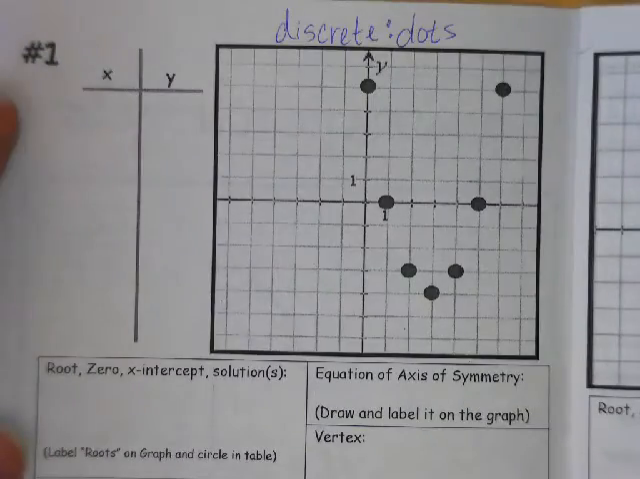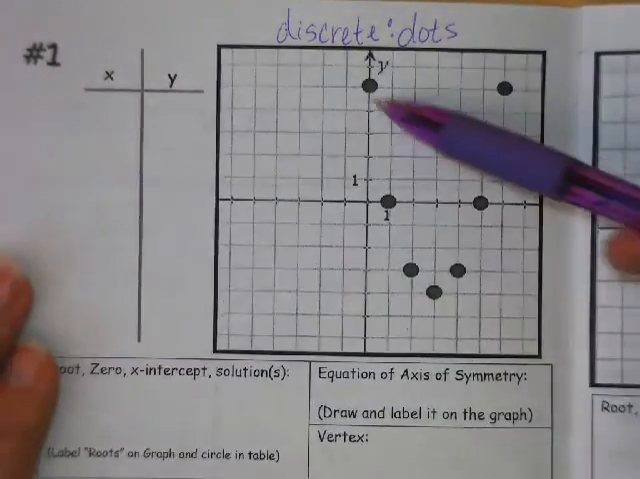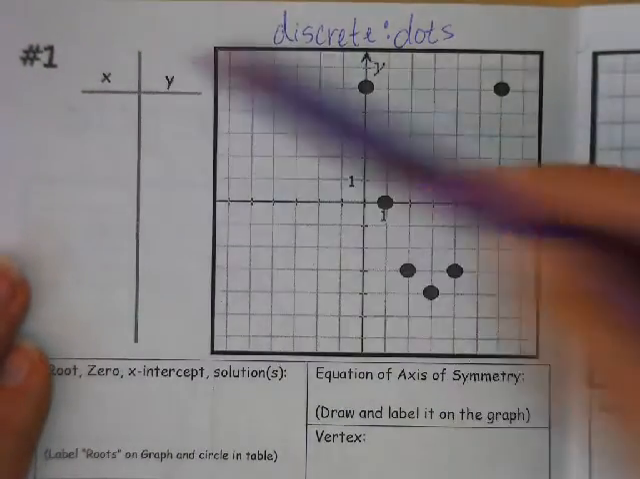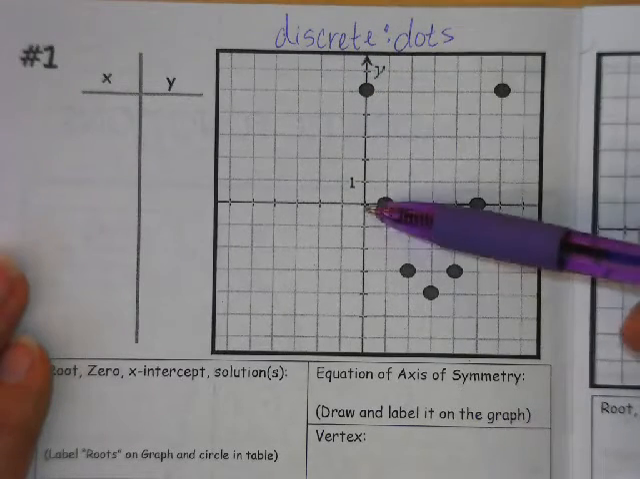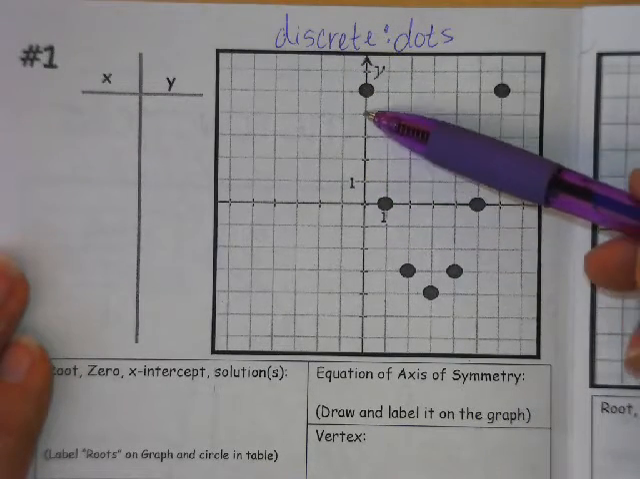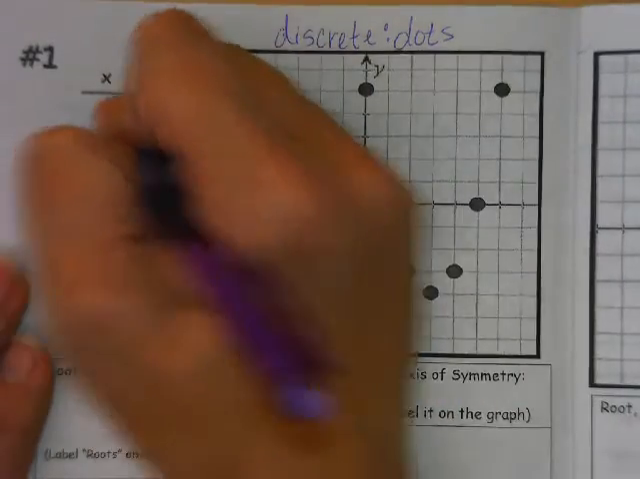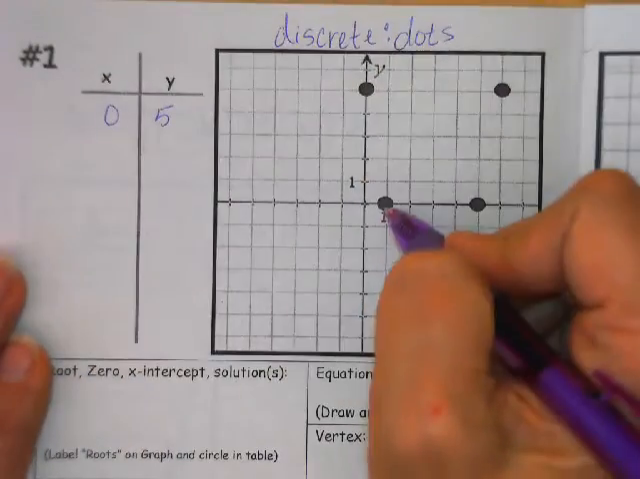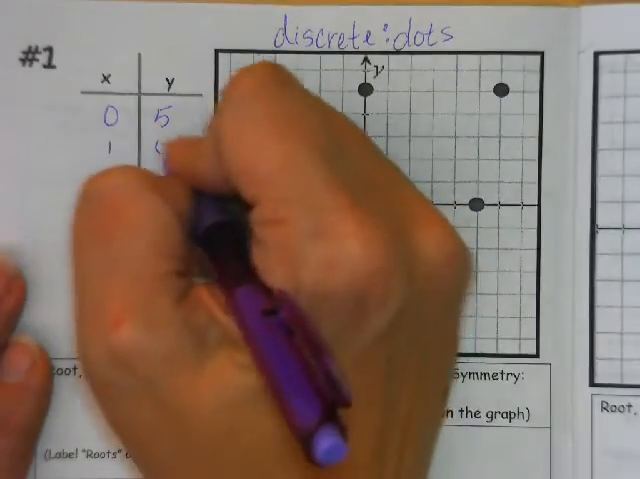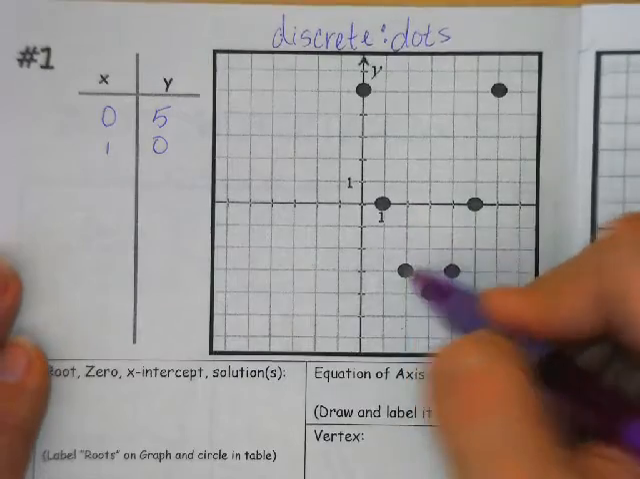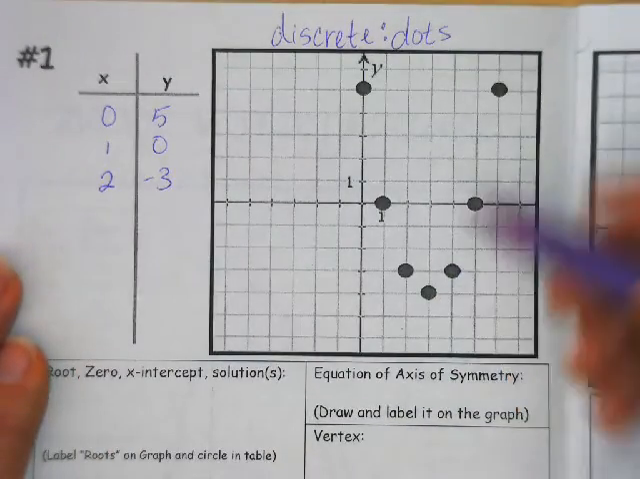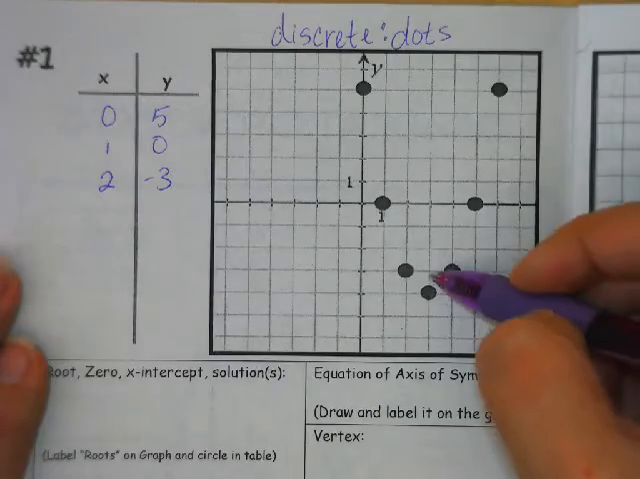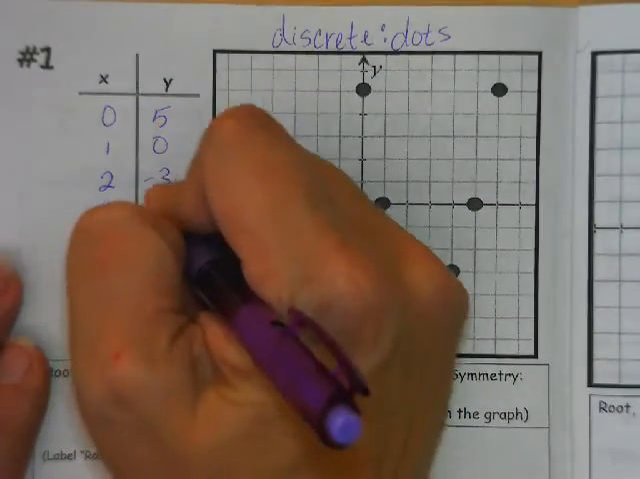There will be some mixed review throughout this. We're going to make a little table, and we're going to see what we can find out. So what is this first coordinate? 0, 5. And we'll just go down. Then we have 1, 0. We have 2, negative 3. All I'm doing is taking the coordinates off of this. This is 3, negative 4.